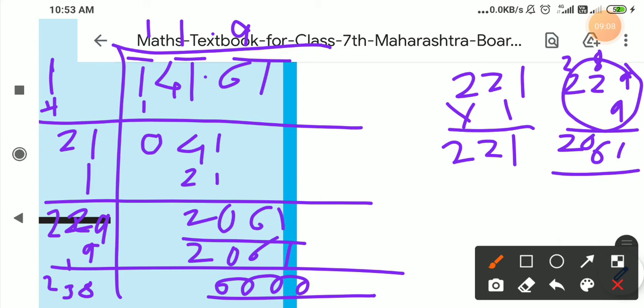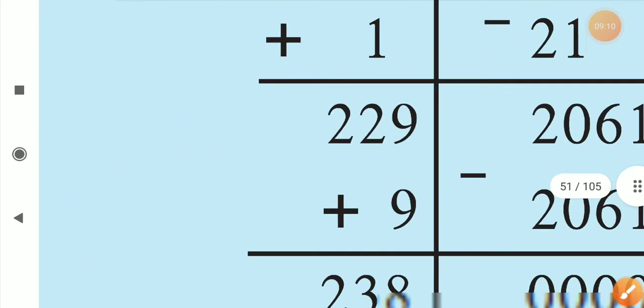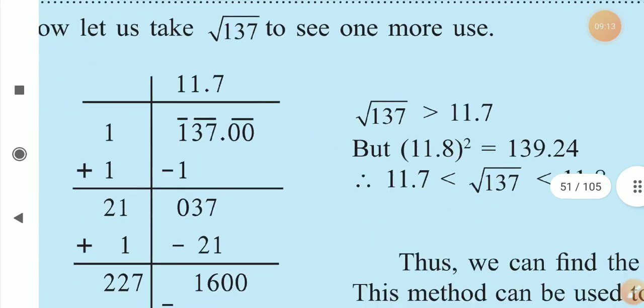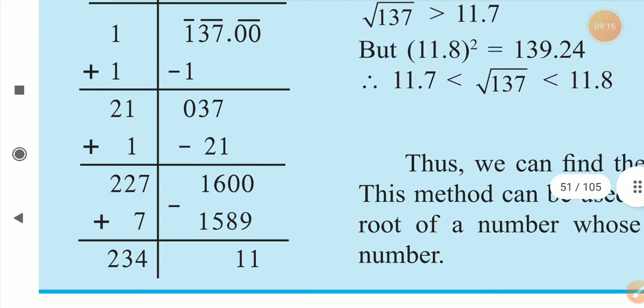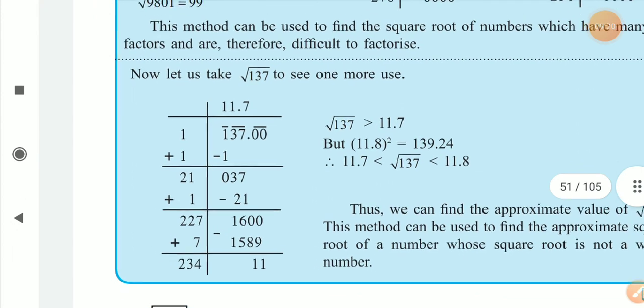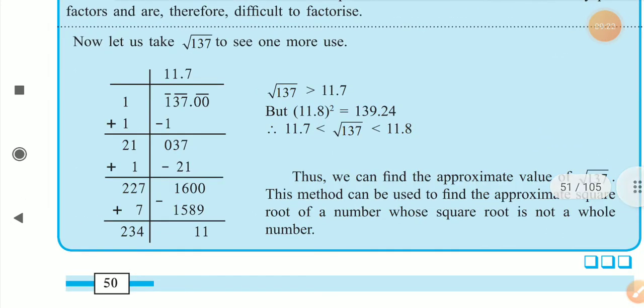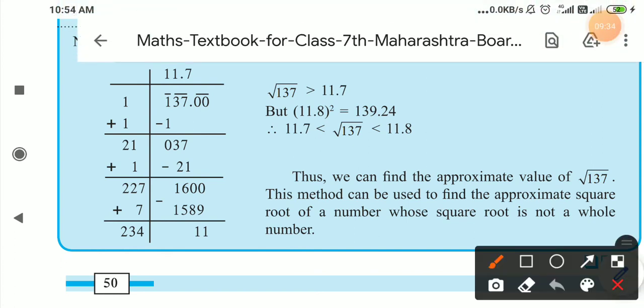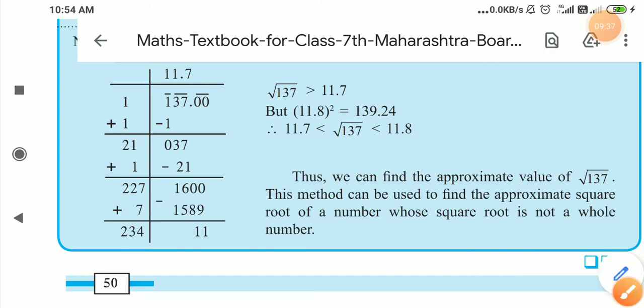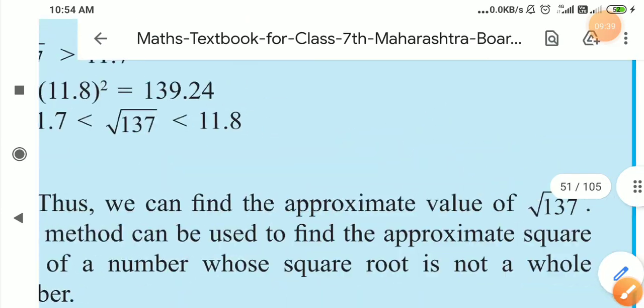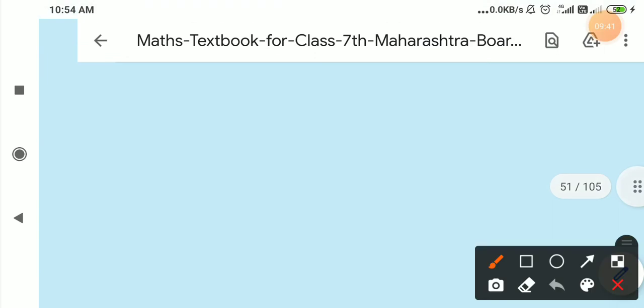Okay, so this is the example, and the last example we will see now. This was solved here, and the last example is this. Let us take 137. You know that 137 is not the square of any number, so here the approximate value also we can find. Okay, it is not the square of any perfect number, but we can find the approximate square root of this number, and for that what we have to do, 137 we have to write and take the points.